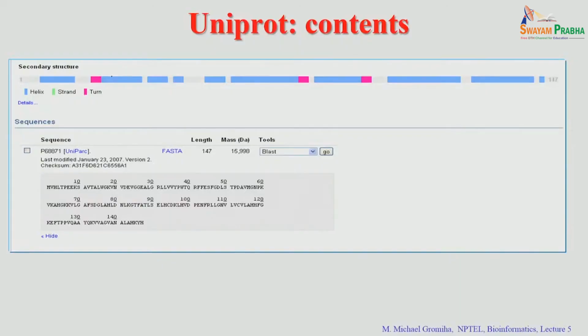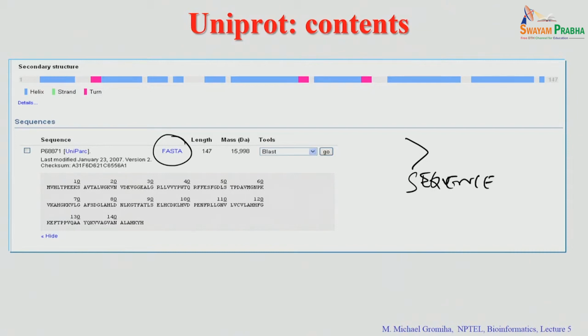If you see the blue ones, they are mainly helices, and the green ones are strands, but here it does not have any strand, and we have some turns here and there. This is the secondary structure information regarding that particular protein. You can see the sequence in two different formats: either the UniProt format, or the FASTA format. What is FASTA format? FASTA format starts with the greater than symbol, then the command line, and here the sequence starts.